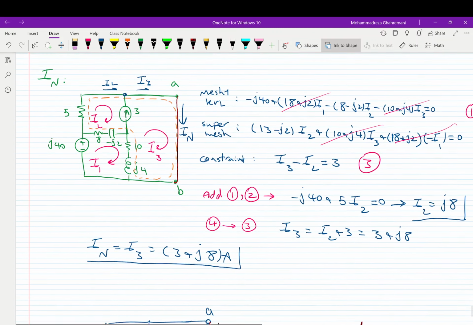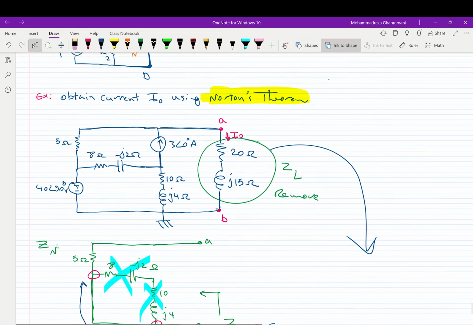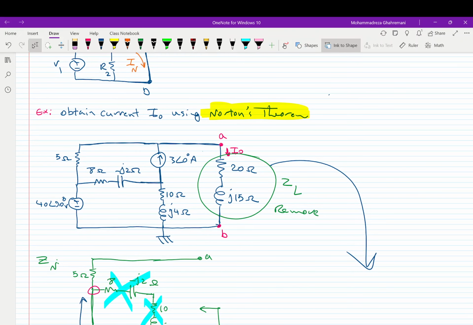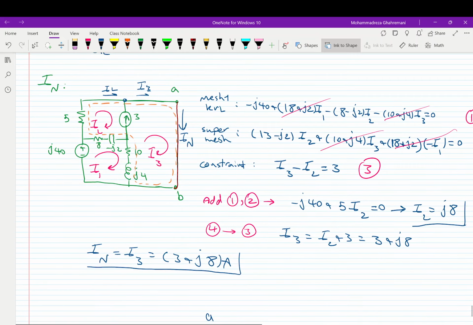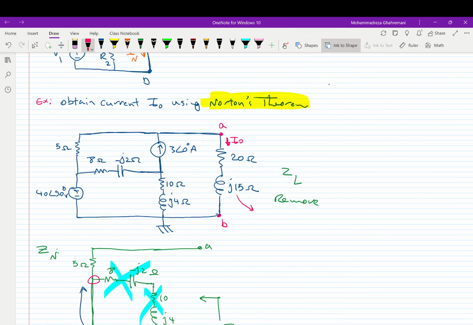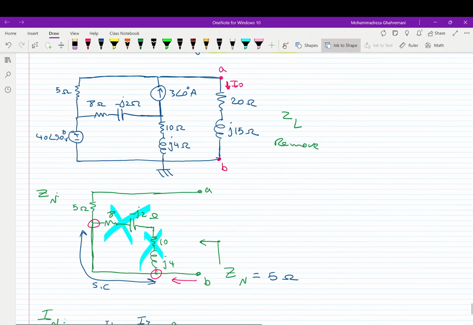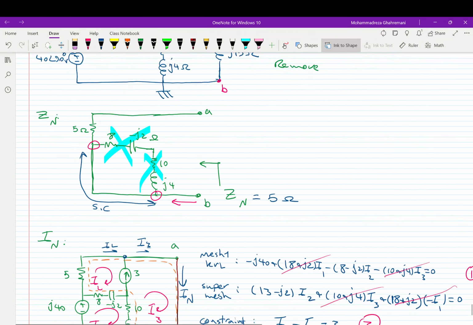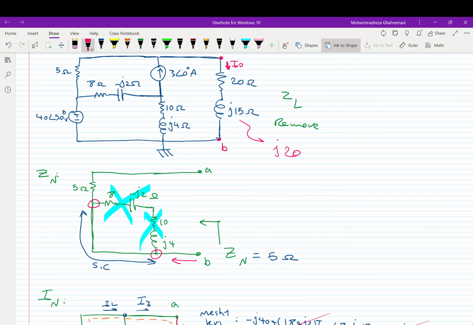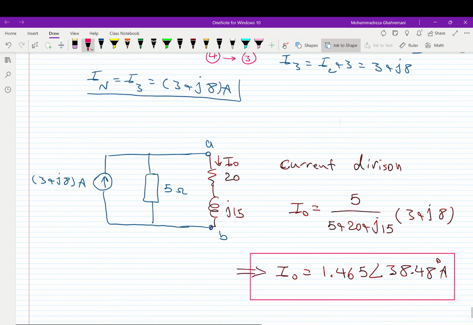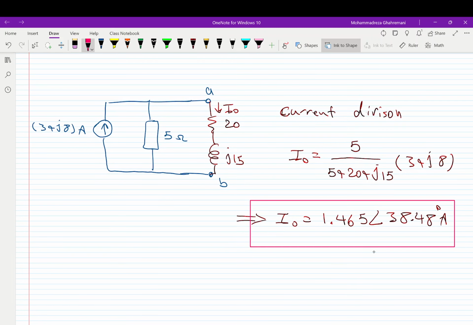Of course, if we solve this original circuit with mesh analysis, we may be able to find the final answer easier or with the same effort. But the problem is that in that case, if any of these values in the load changes, we need to redo all the calculations. If this one changed to J20, we have to redo all the calculations. But now, when we use Norton equivalent, if J15 changes to J20, for example, we don't need to change the calculations. The only thing we need to do is changing this one to J20 and this one to J20 and find the answer.